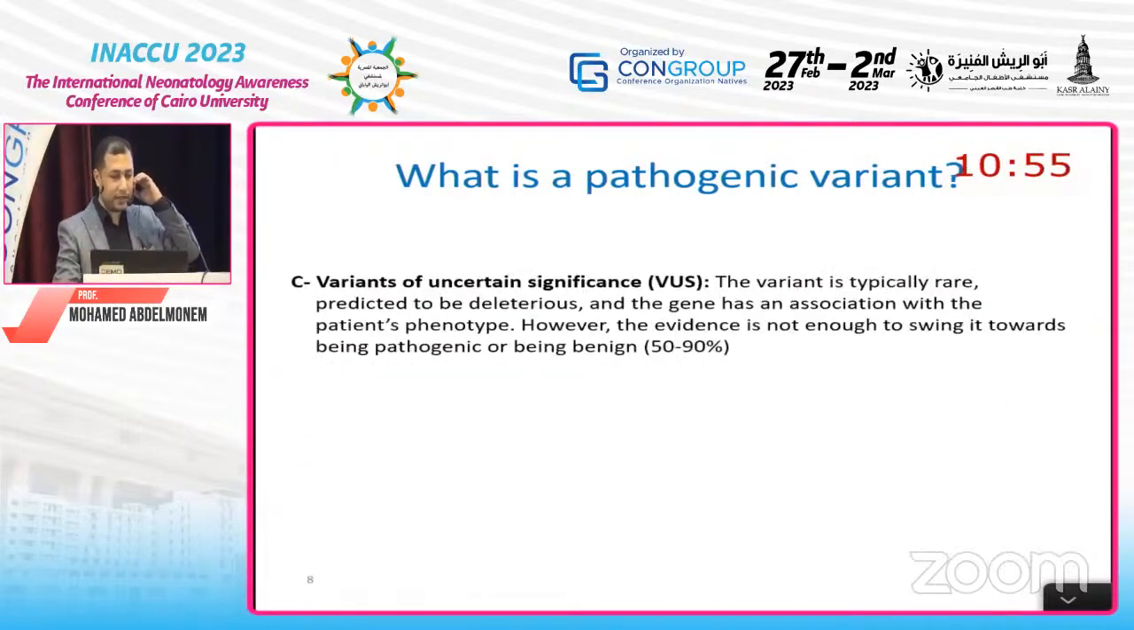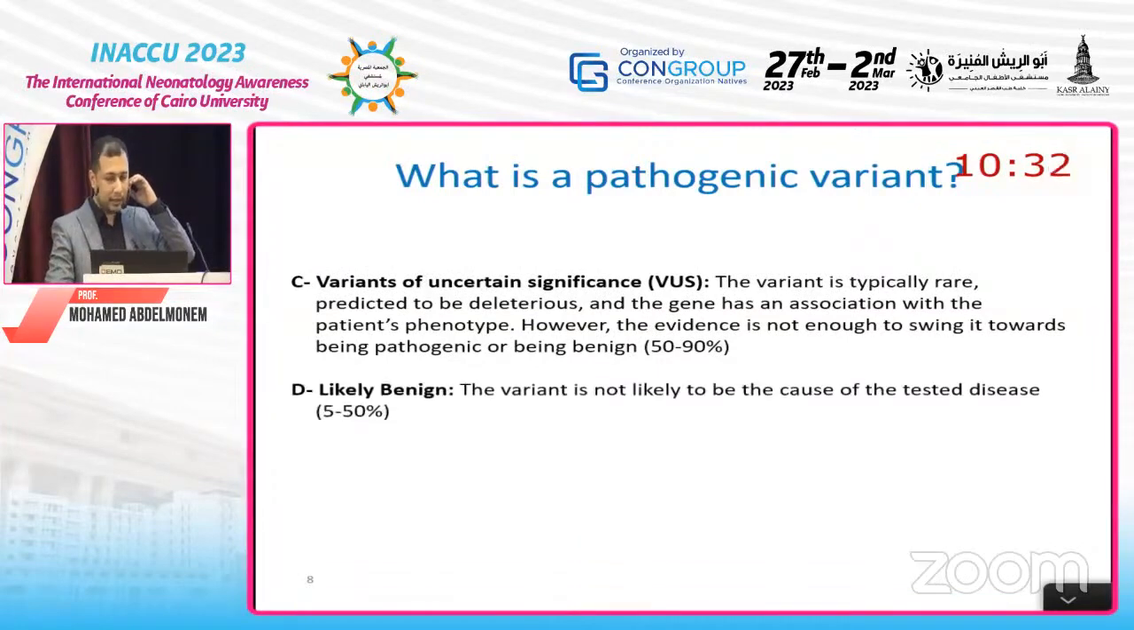Variant of uncertain significance, and here we come to the conflicting type of variant. It is typically rare. It could be predicted to be deleterious, and the gene has an association with the phenotype. However, the evidence is not yet enough to swing it towards being pathogenic or being benign. The chance of being pathogenic is between 50 and 90%.